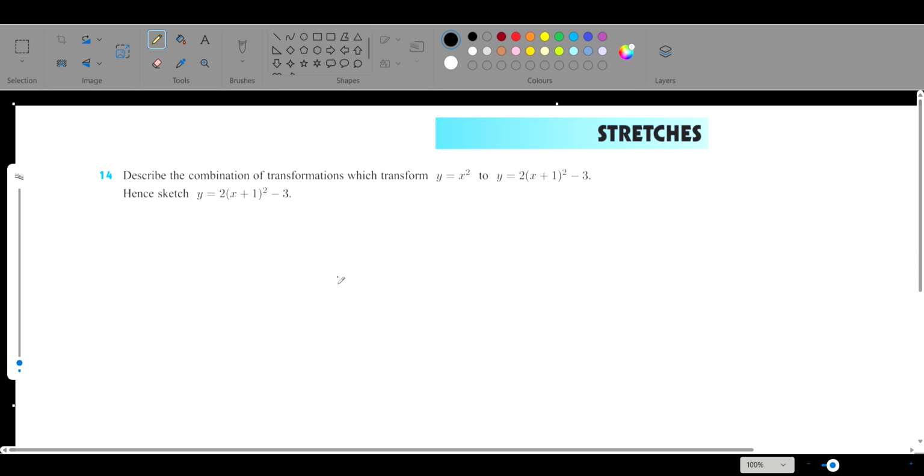Describe the combination of transformations which transform y is equal to x squared to y is equal to (2(x plus 1)) whole squared minus 3, and then sketch this. So basically you need to write all the transformations that happen here. Now x squared becomes this with what kind of transformation? This minus 3.